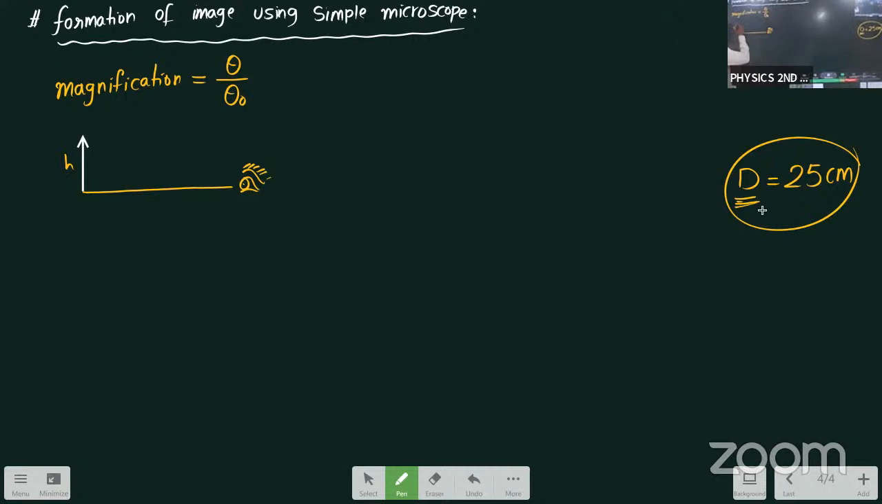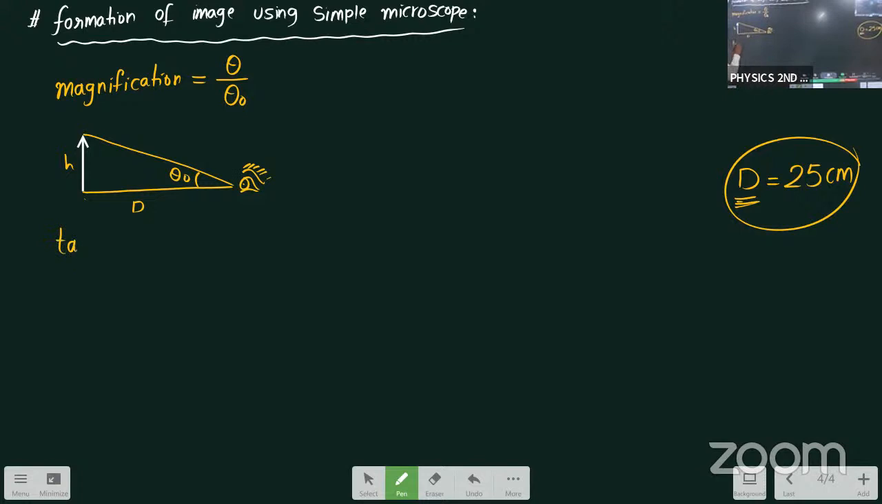Now see here. I'm seeing this object here. This object is making some angle theta naught with my eye. Suppose this distance is d. I have placed the object at 25 centimeter distance, which is called the least distance of distinct vision. I will be able to see the object clearly at this particular distance. So what will be the value of theta naught?